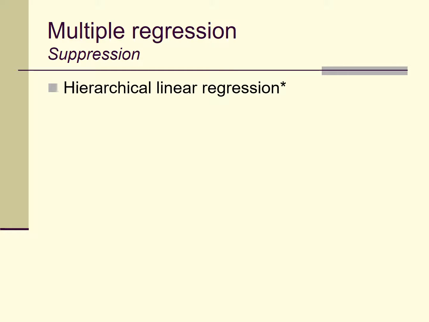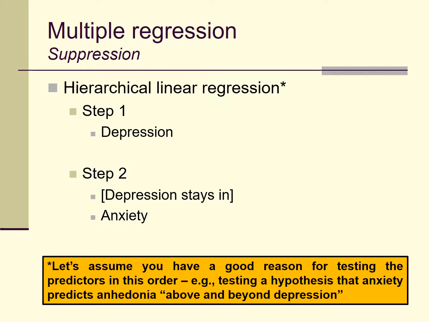So let's imagine we have our data and we want to do a hierarchical linear regression where we enter in the first step the variable depression, predicting anhedonia. We're entering in the first step depression, and then the second step, depression stays in the model and we add anxiety. And let's assume we have a good reason for testing predictors in this order.